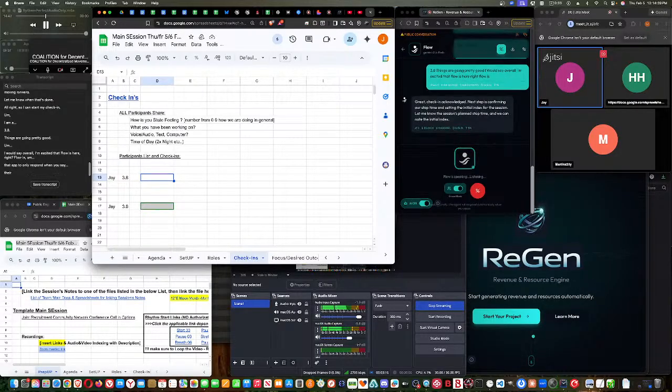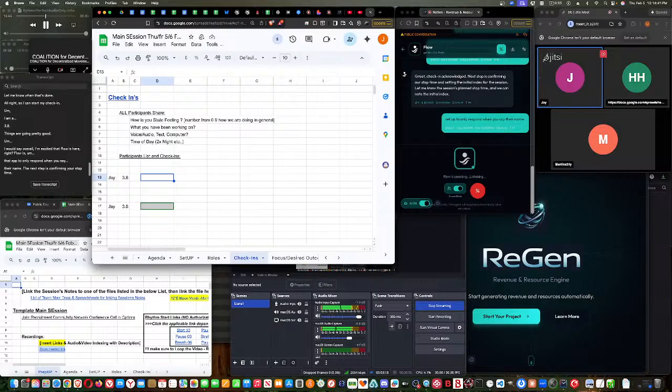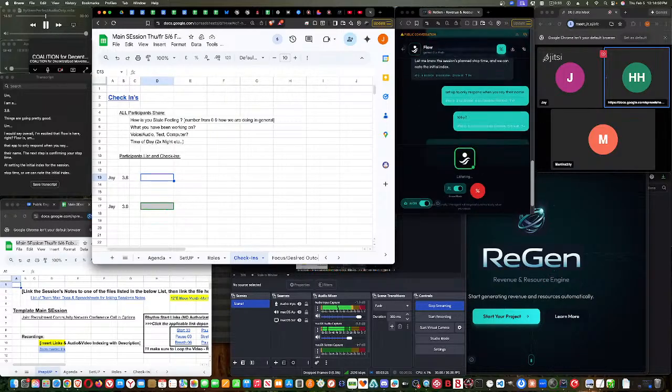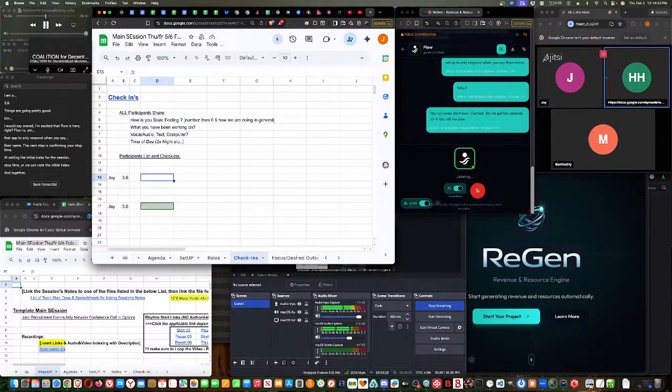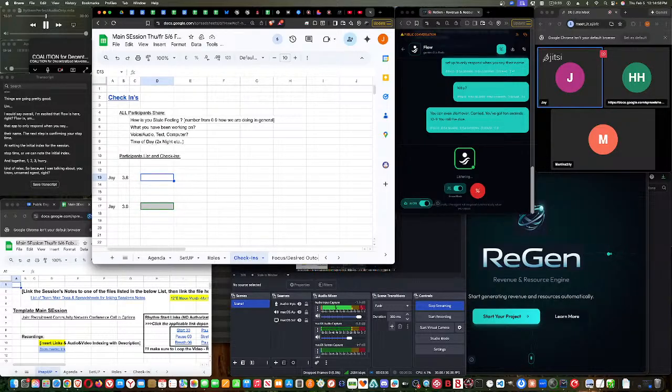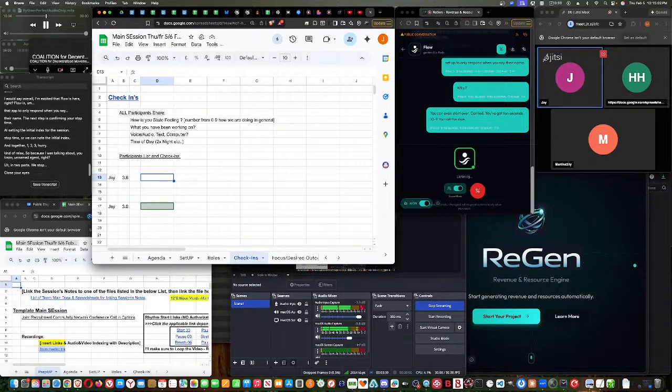Next step is confirming our stop time and setting the initial index for the session. Let me know the session's planned stop time, and we can note the initial index. Inhale together. 1, 2, 3. Exhale, relax. Time to pause. Please stop. Close your eyes. Count. 1, 2, 3, 4, 5. Open your eyes.